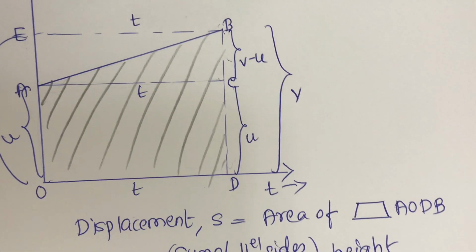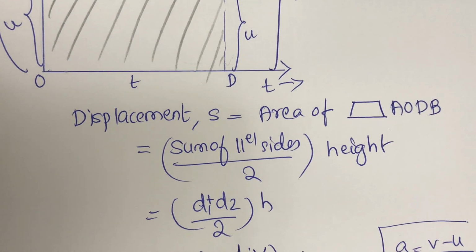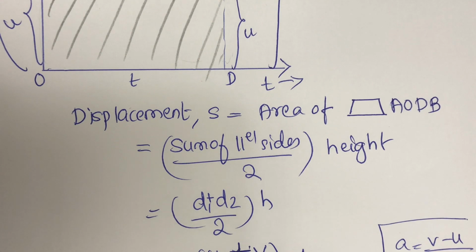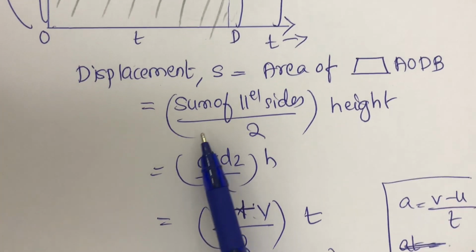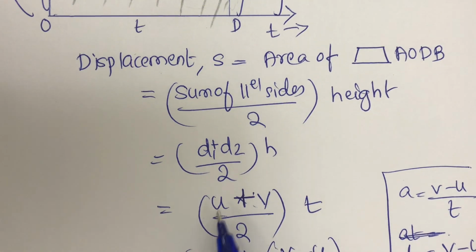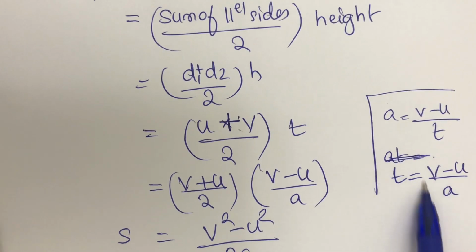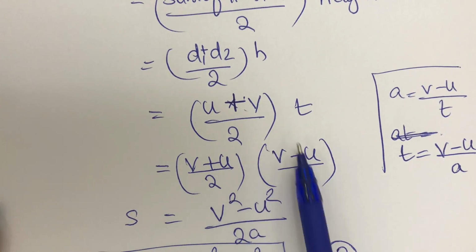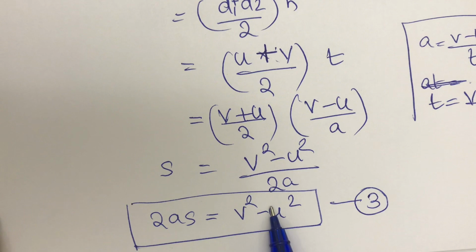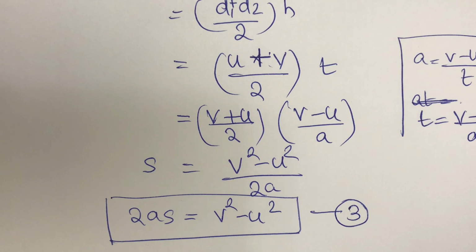So what did we do? We had to find the displacement. Displacement is equal to what? Area under the slope. That is area of the trapezium. Here, instead of finding the area of the triangle and adding it to the area of the rectangle, we directly found the area of the trapezium. How? Area of trapezium is sum of the parallel sides by 2 into height. So (d1 plus d2) by 2 into height. So what is it? (u plus v) by 2 into t. Instead of t, we have substituted, using the acceleration equation, (v minus u) by a. So (v plus u) by 2 into (v minus u) by a, we got 2as equal to v square minus u square. So these are the graphical derivations of the equations of motion.